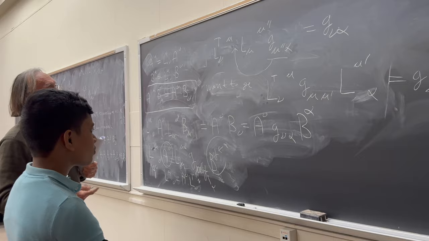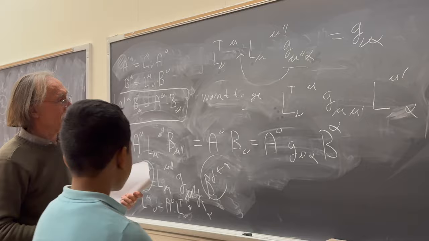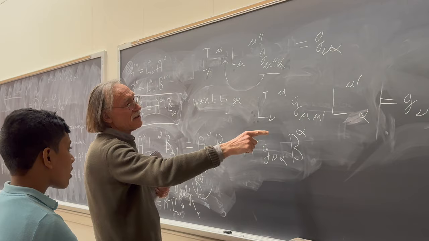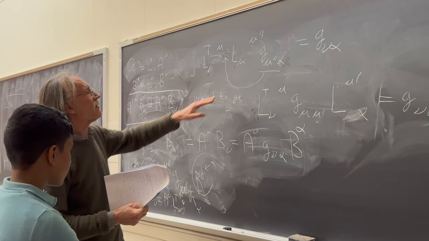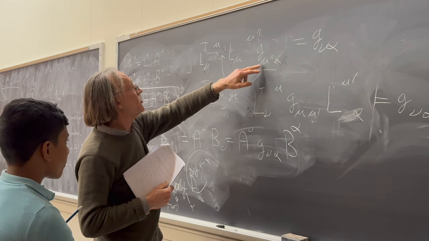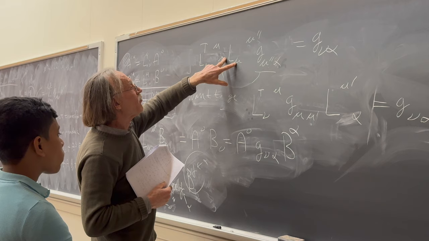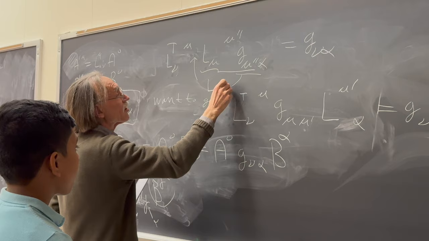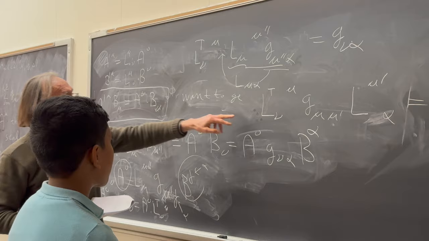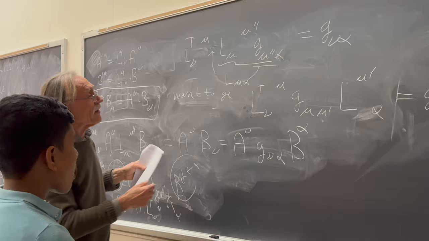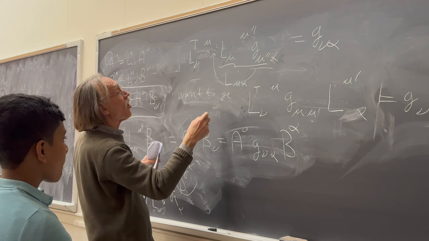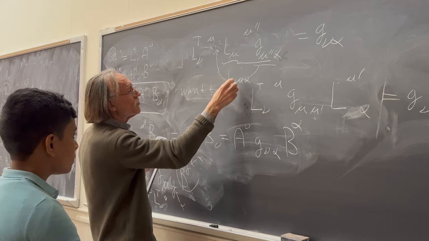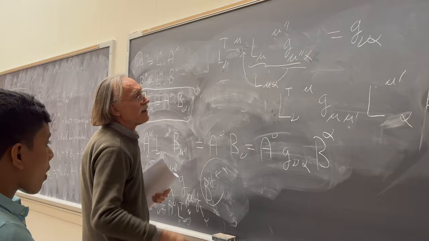And so what I want, this is what I want to get. So this should multiply this matrix, and the alpha should be here. So this is equal to L, this is now L nu alpha. So this is what I want to get. So I have L mu alpha, and now I have to get this index up, and I can do that in the following way. This is equal to G.